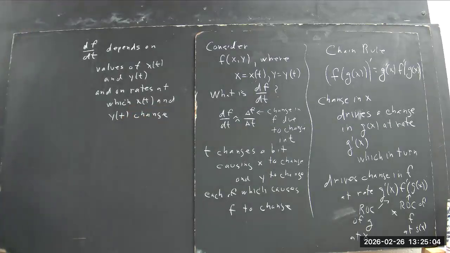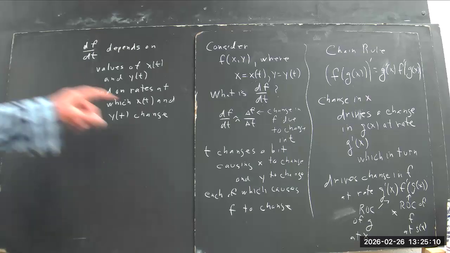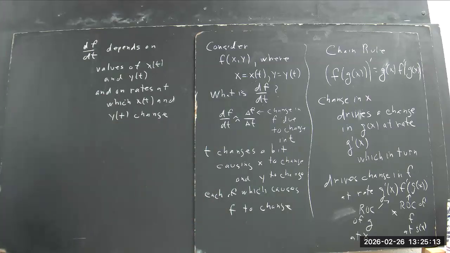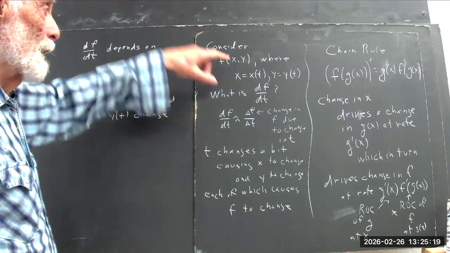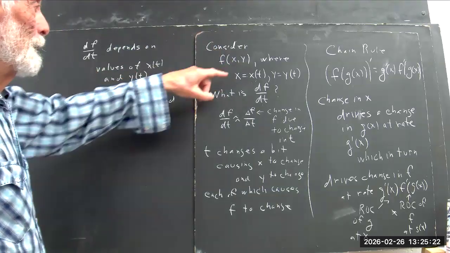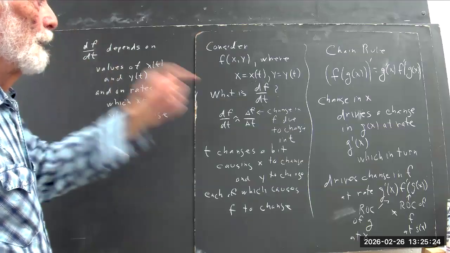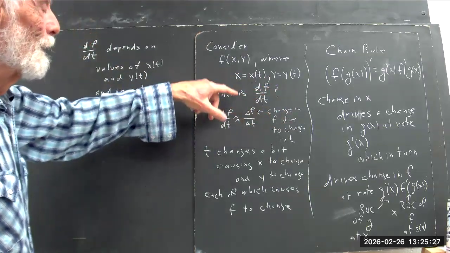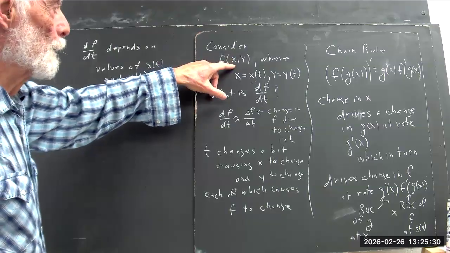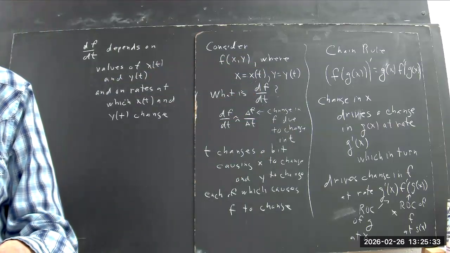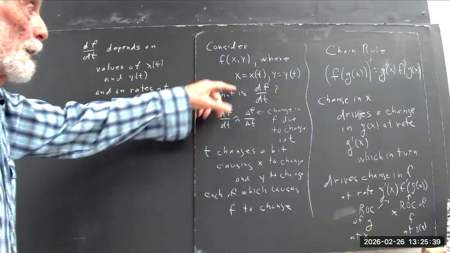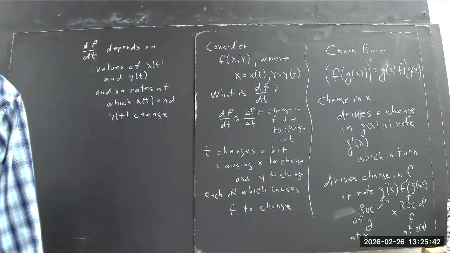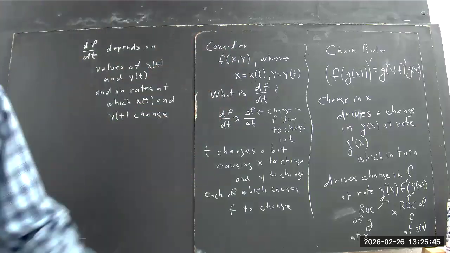And on the rates at which x of t and y of t change. Now that follows directly from what I said here, except maybe it's implicit that if you know t, then you're going to know x and y, right? The value of t tells you what the value of x and y are. But the rates of change of x and y with respect to t tell you how quickly this thing is changing at those values of x and y.